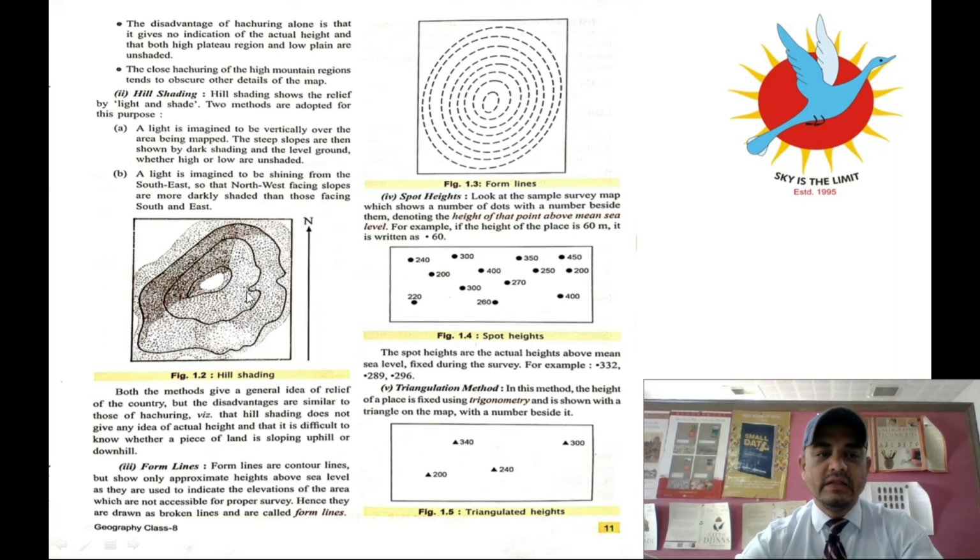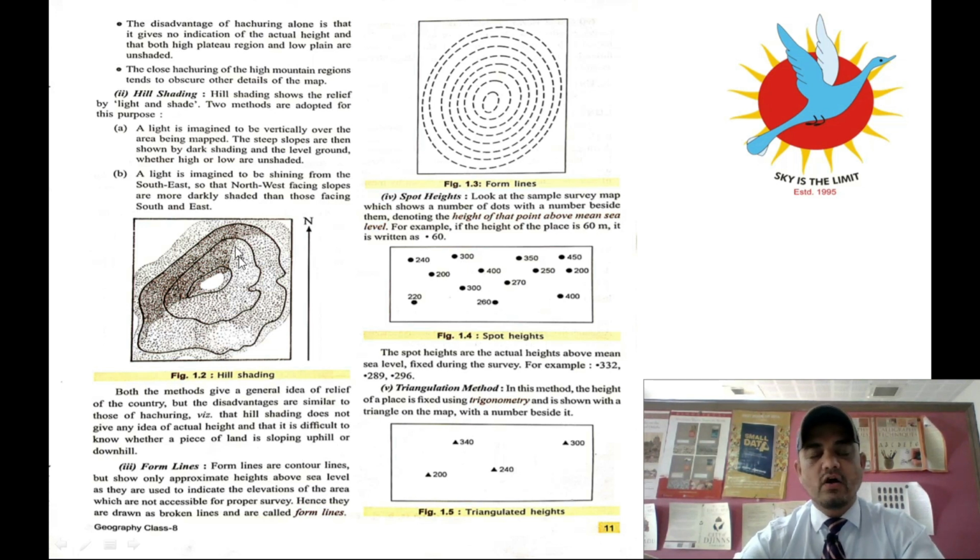Now in both methods, the hachuring method and the hill shading method, one major problem is that these methods are not able to represent the correct elevation or height. Plus, both methods cover the maximum page area, and it is very difficult to show the rest of the areas. Now the third one is form lines.